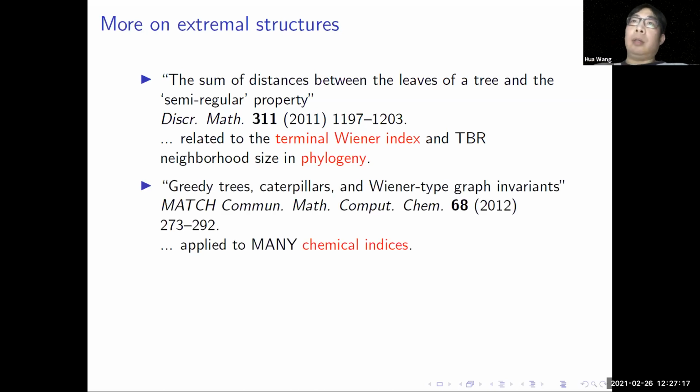And then that general result about a function of the distances, taking the sum, is always maximized and minimized by the greedy tree. It was applied to many so-called chemical indices for their application in chemical graph theory, such as Wiener index, Harary index, and so forth.